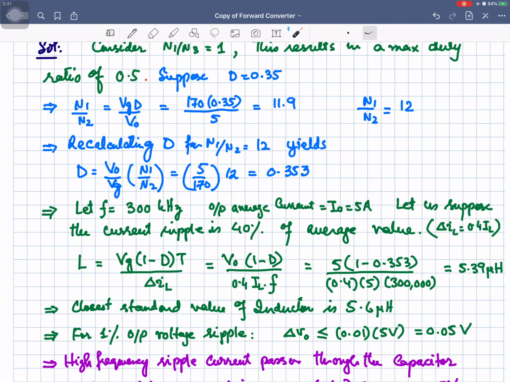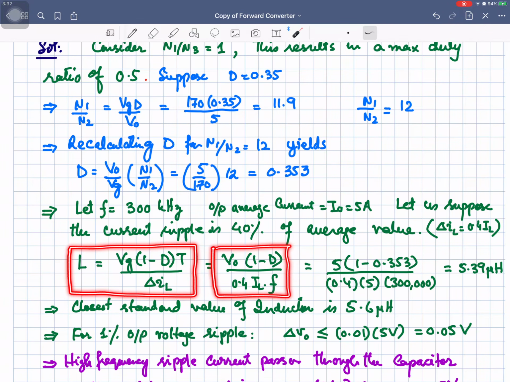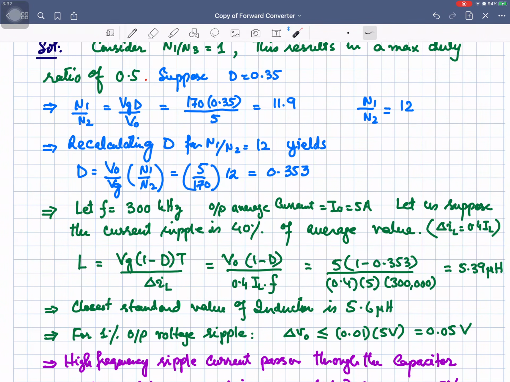Now using the expression of the inductance from our previous lecture, we can write this in terms of frequency, considering delta IL equal to 0.4 into IL. Now plugging in the values in this expression, V naught is 5, D is 0.353, IL is 5, frequency is 300 kilohertz, so we can calculate the required inductance, that is 5.39 microhenry. The closest standard value is 5.6 microhenry, so we will be selecting this one. There will be a very small effect.